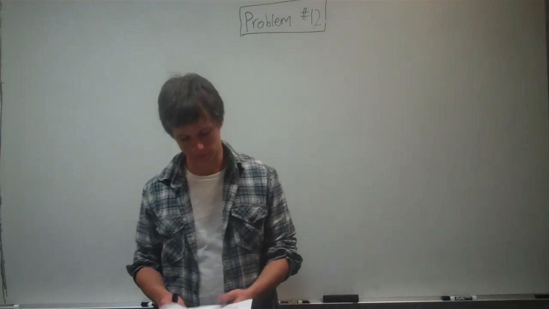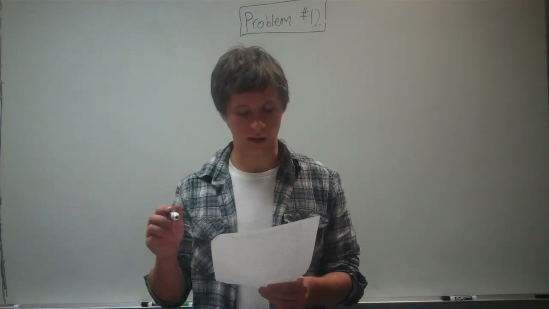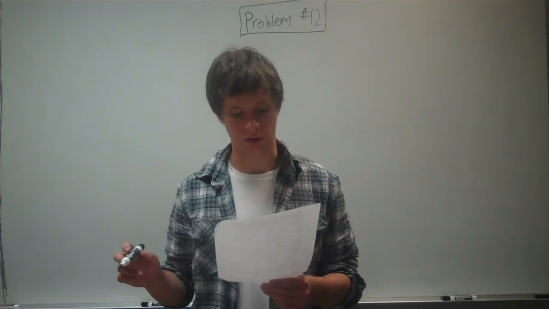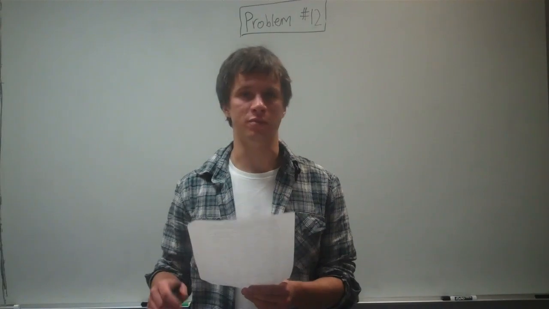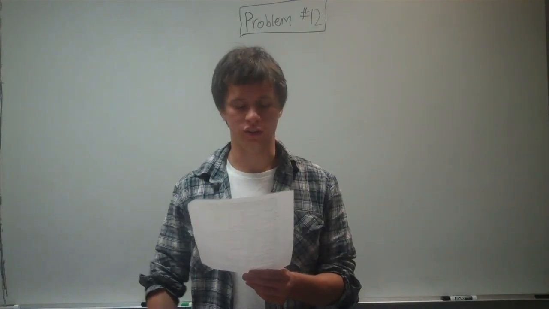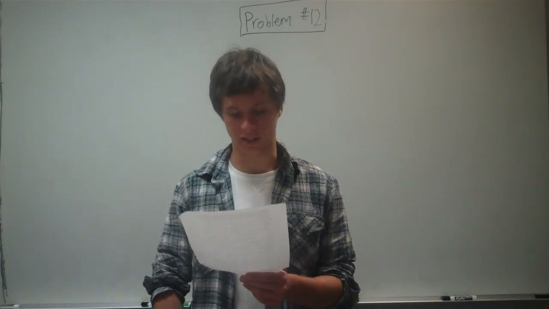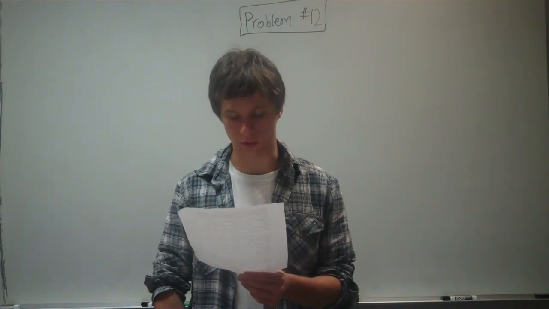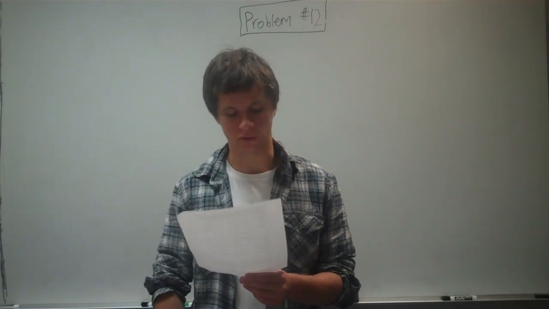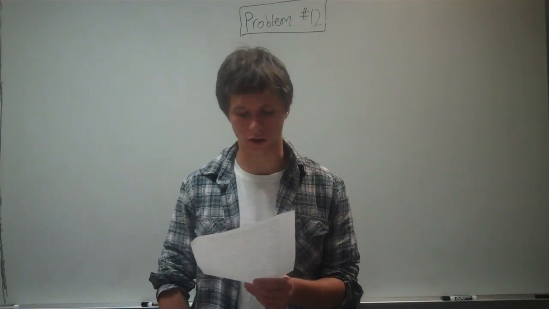Problem number 12 says, the photodissociation of water, H2O plus hν reacts to form H2 plus 1/2 O2, has been suggested as a source of hydrogen. The change in enthalpy for the reaction is 285.8 kilojoules per mole of water decomposed. Calculate the maximum wavelength in nanometers that would provide the necessary energy for the photodissociation of one molecule of water.